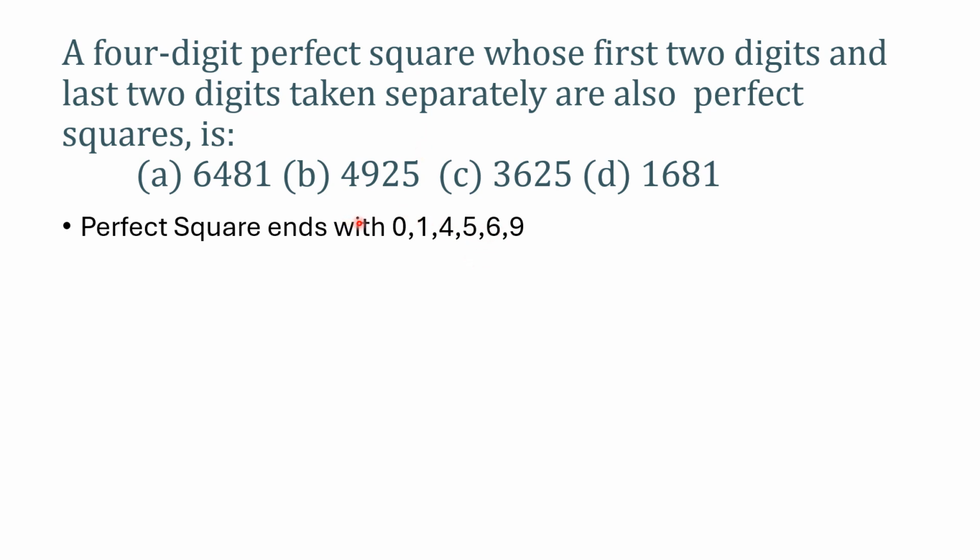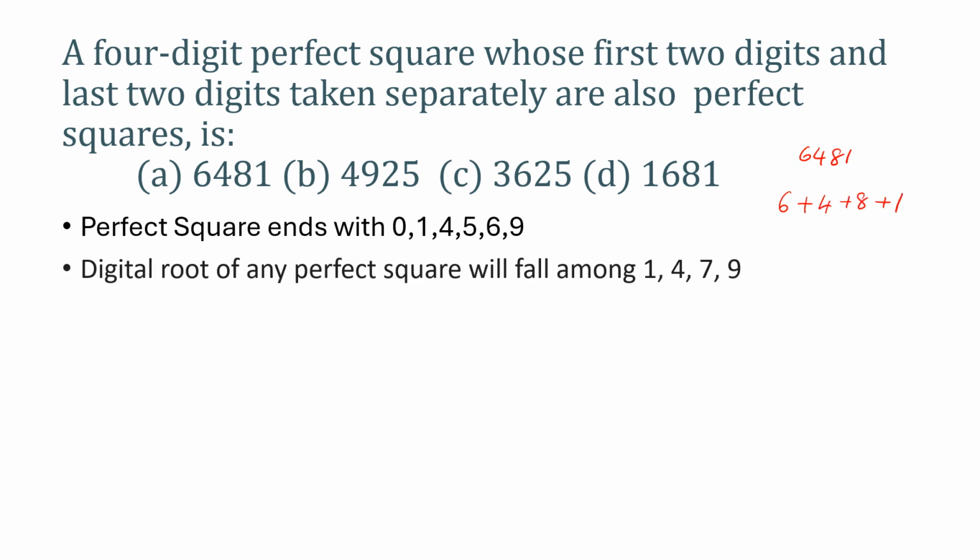Next, we will check the digital root. The digital root is nothing but adding all the digits of the number. For example, for 6481, to find the digital root, you have to add all the digits. If you add them, the result should lie in 1, 4, 7, 9. For a perfect square, this will always be the digital root, whatever the number is.